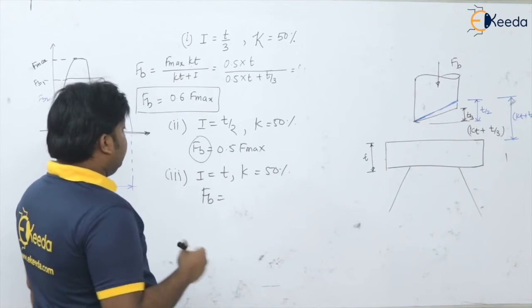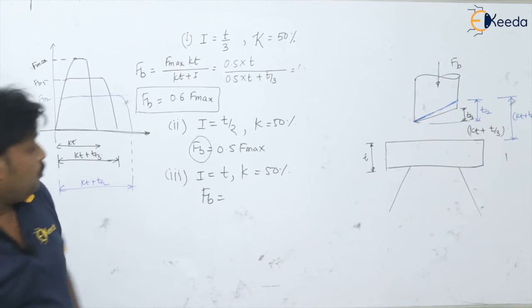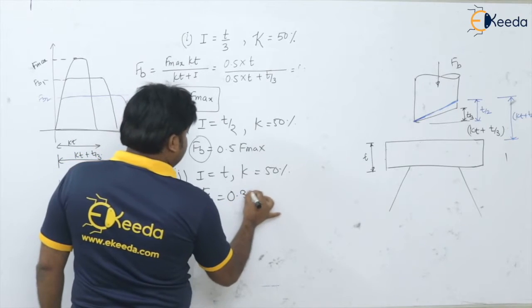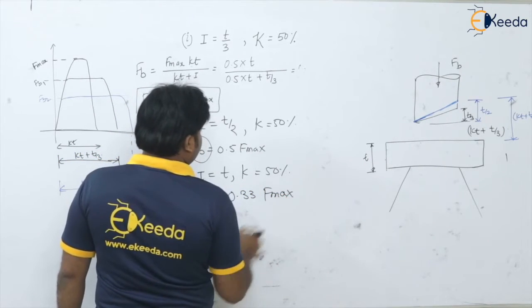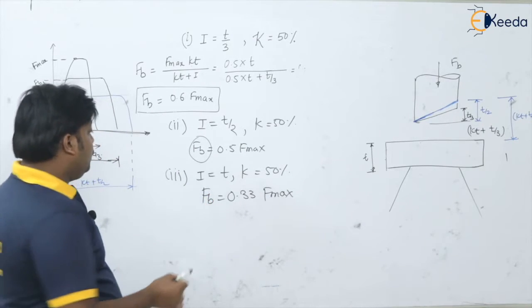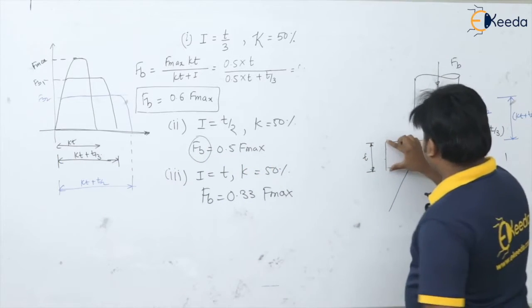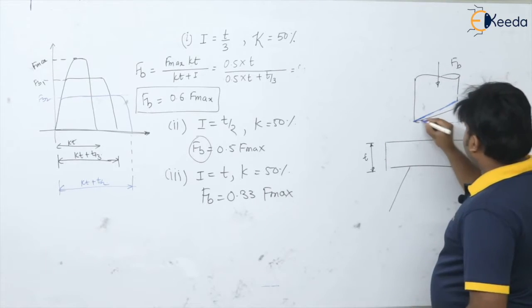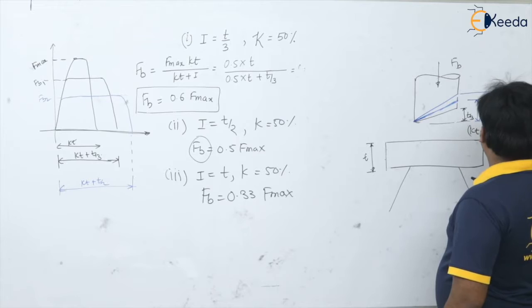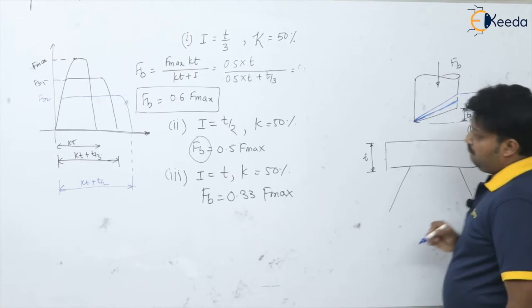So I hope it is nearly 0.33 times F max. Okay. So again, see, load is coming down and down. Okay, so when the thickness I is equal to thickness, this much shear I am going to provide, that is this distance now, kt plus t, you can see here.